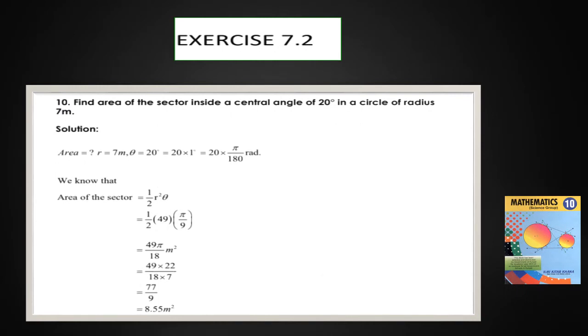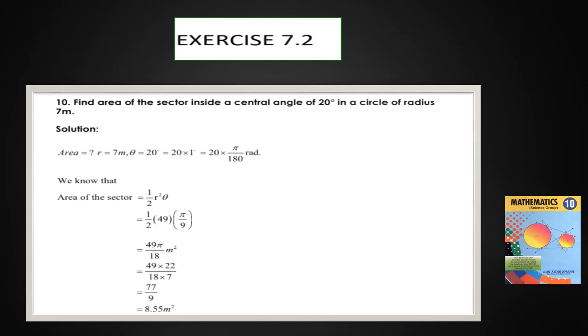Question number 10. Find the area of a sector inside a central angle of 20 degree in a circle of radius 7 meter. We will find area. R is 7 meter. Theta is equal to 20 degree. So it will be converted into radian. So 20 multiplied by pi by 180. 0, 0 are cancelled. 2 1s are 2, 2 9s are 18, so pi by 9.